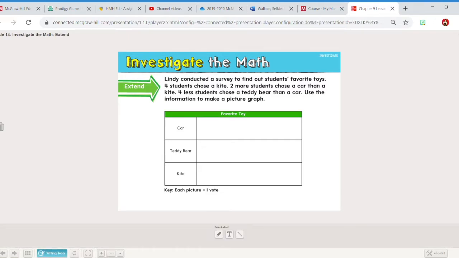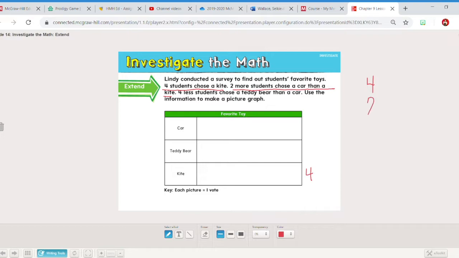Let's start on this, because now we're going to use information in a word problem, and we're going to use that information to make a graph. Lindy conducted a survey to find out students' favorite toys. 4 students chose a kite. I'm going to write 4 here so I don't forget. 2 more students chose a car than a kite. Oh, we're going to have to do some math, so I'm going to make a little note.